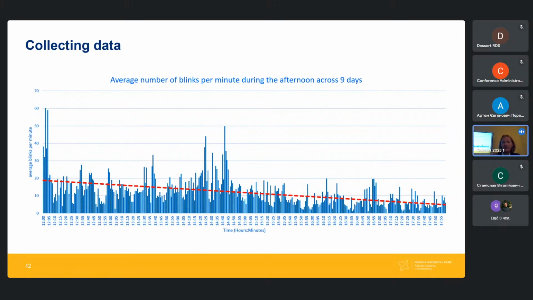On this graph is the average number of blinks per minute during the afternoon across 9 days. These are averages of 9 afternoons of work on the computer, and the average count of blinking is going down.